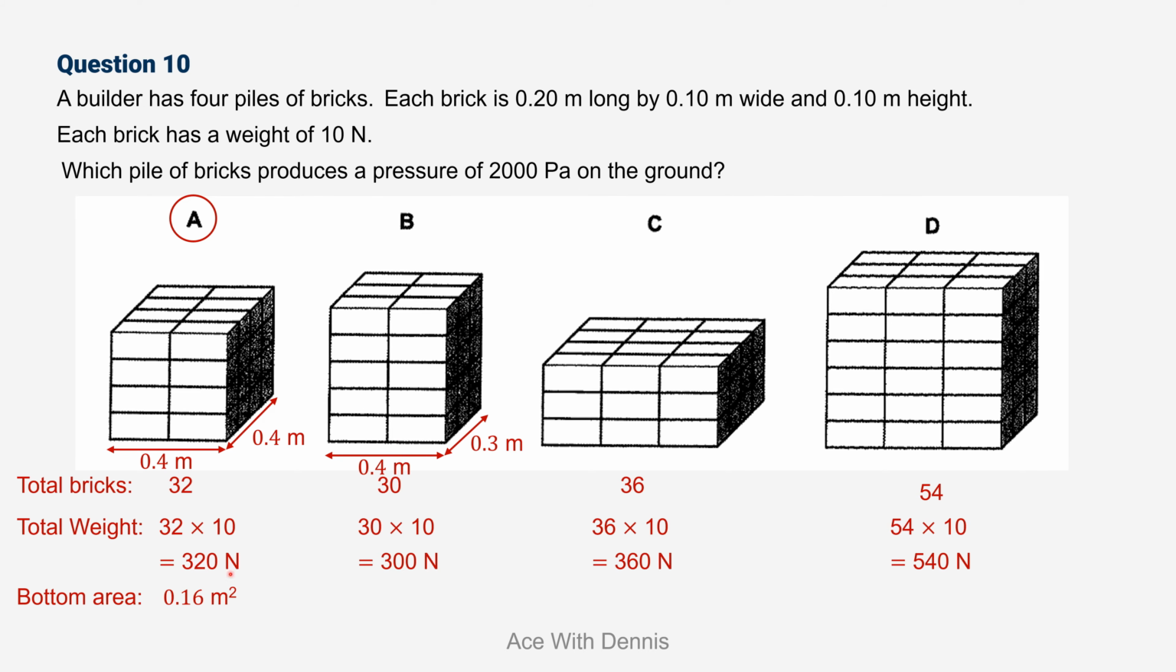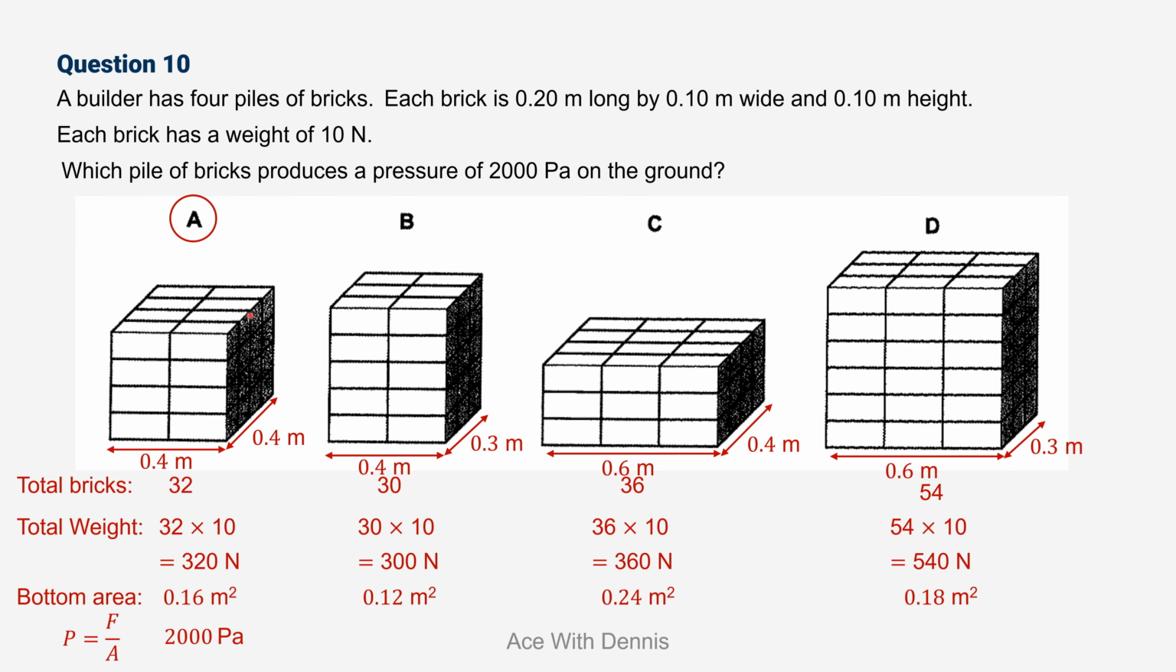Okay, so then the bottom area is 0.4 times 0.3, which is 0.12 meters squared. For option C, this length will be 0.6 meters, this length will be 0.4 meters. Hence, the bottom area is 0.6 times 0.4, which is 0.24 meters squared. So for option D, this length is 0.6 meters, this length will be 0.3 meters. Hence, the bottom area will be 0.18 meters squared. And now we can calculate the pressure for all.